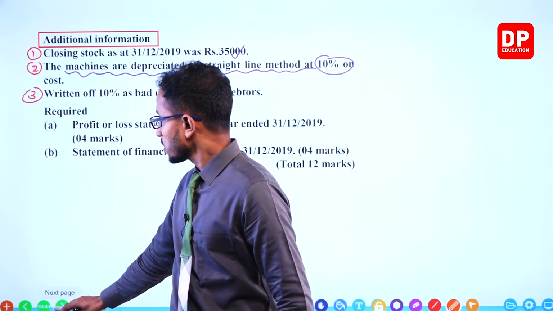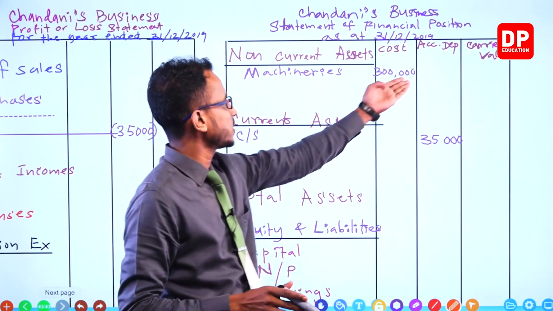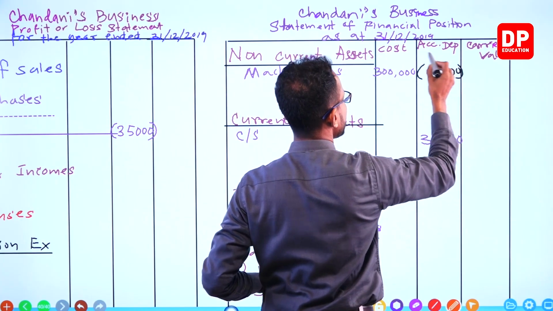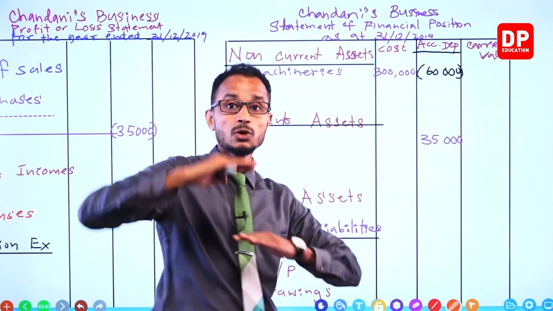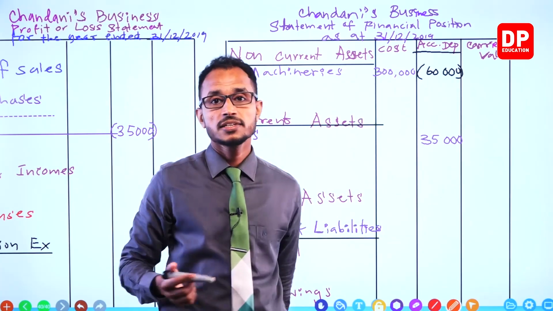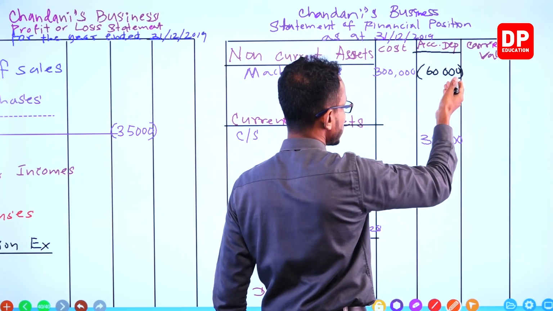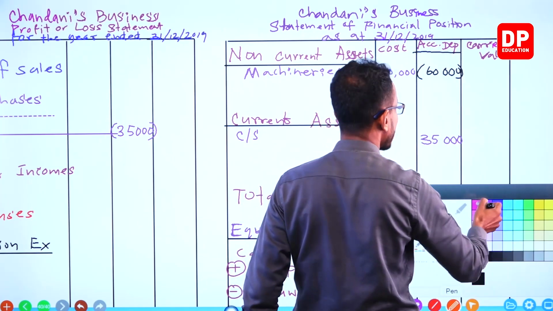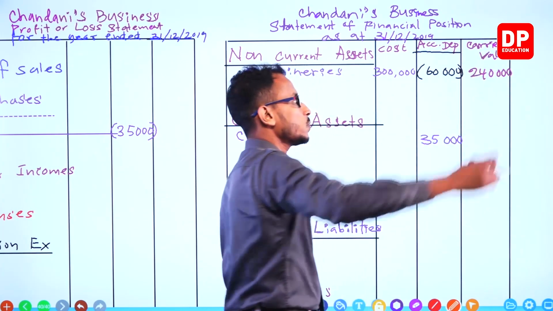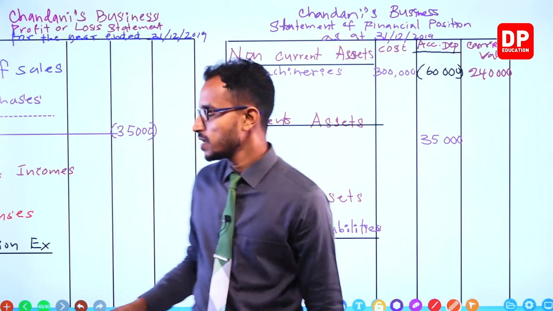The total depreciation with the provision you enter here in the SOFP, 60,000. That is why it is called accumulated depreciation. It is the accumulated, the added up value you should enter. Got it? From 300,000 cost minus 60,000, answer is 240,000. That is the carrying value. Easy as that. Done.